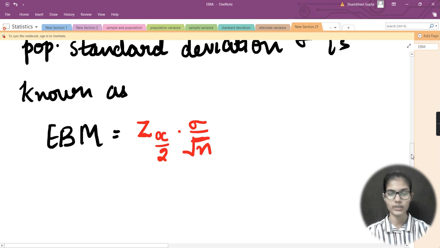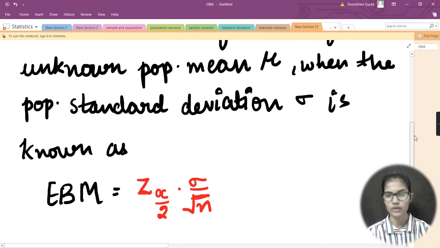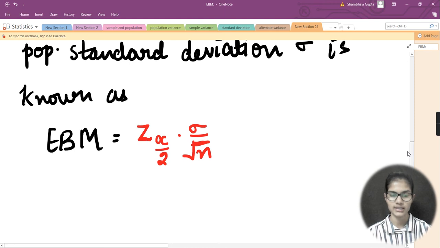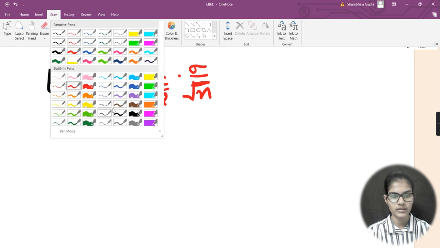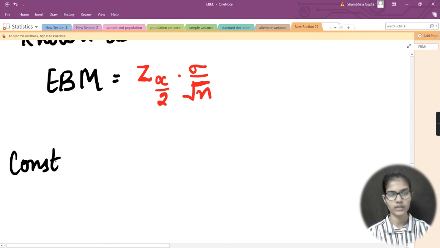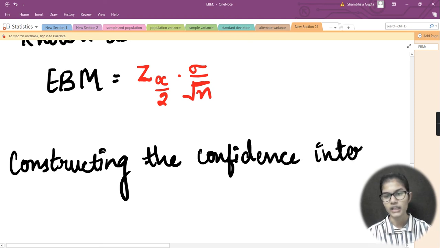Now what next do we have here? We have just discussed the error bound formula, how to find that. Second comes the constructing of the confidence interval, right? So how will we do that? One second. Fine, so here I'll write the second heading, which is constructing the confidence interval. Now we'll be seeing how to construct a confidence interval.